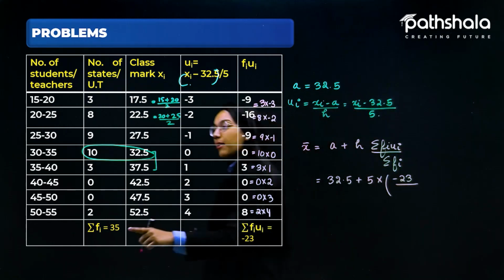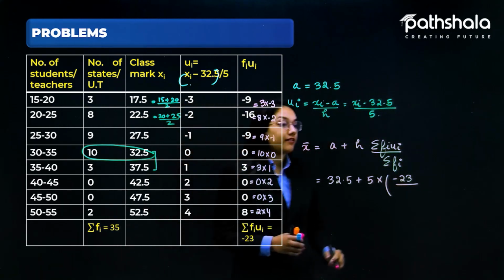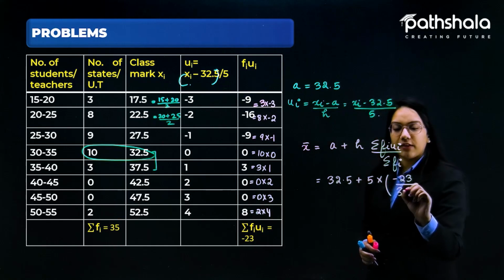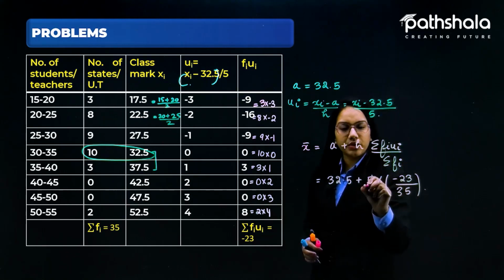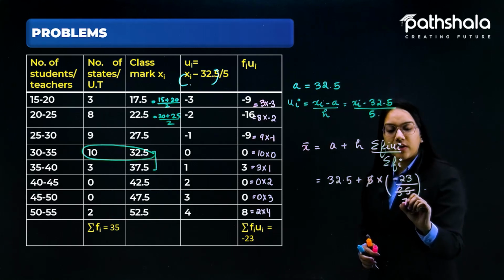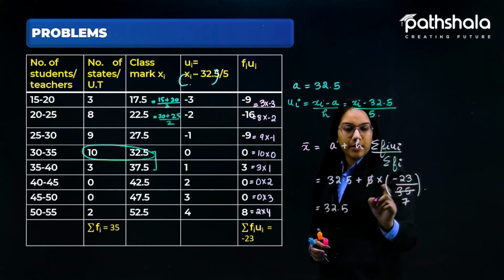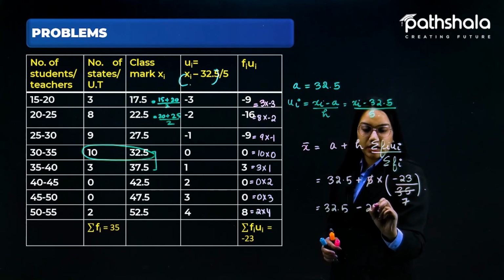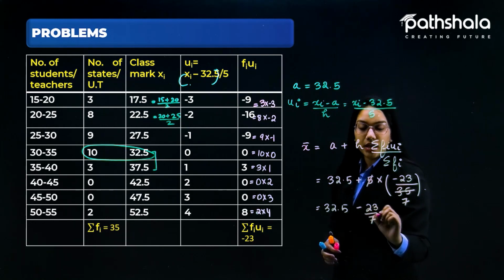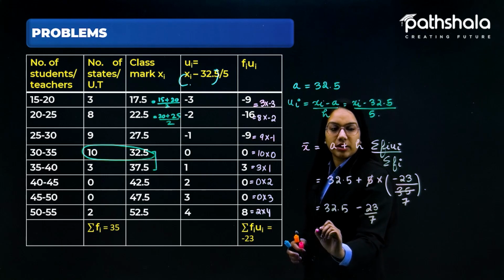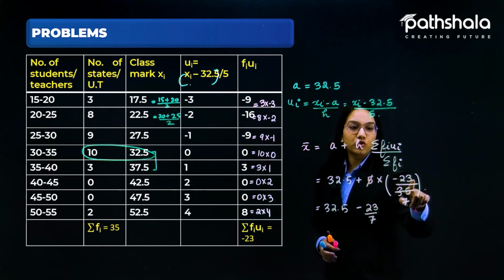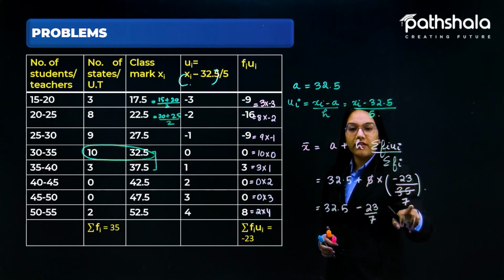So what is the value of sigma fi? It is 35, so this is 35. Now let's sort it out. This would be 5 over 35, which is 1 over 7, and we have 32.5, and plus times minus is minus, so we are getting minus 23 by 7. So this is the value that we have at the end, which is minus 23 by 7.